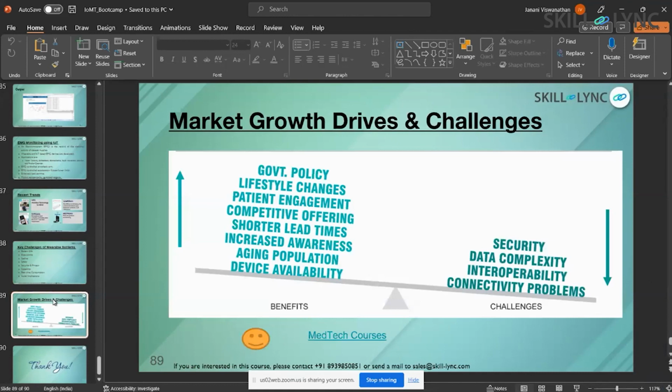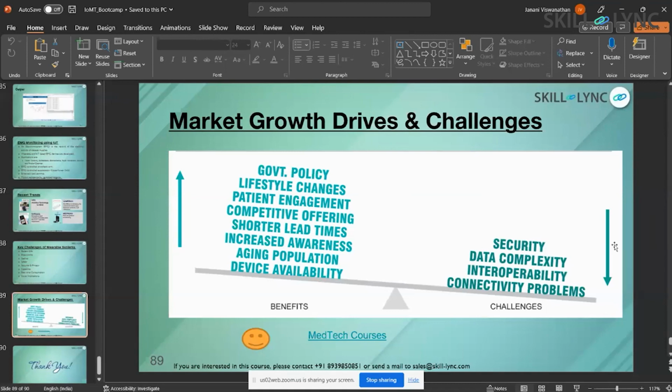Talking about market growth drivers and challenges, I think most people know what regulatory is. Even the software developed for certain medical devices also has to be regulatory filed. If the government policies are good, and the government takes care of device qualification, certification and regulations, then it is good. Lifestyle changes where we want healthcare at the doorstep, patient engagement, competitive offerings, shorter lead times, increased awareness, a growing aging population and more device availability: this market is going to increase more and more.